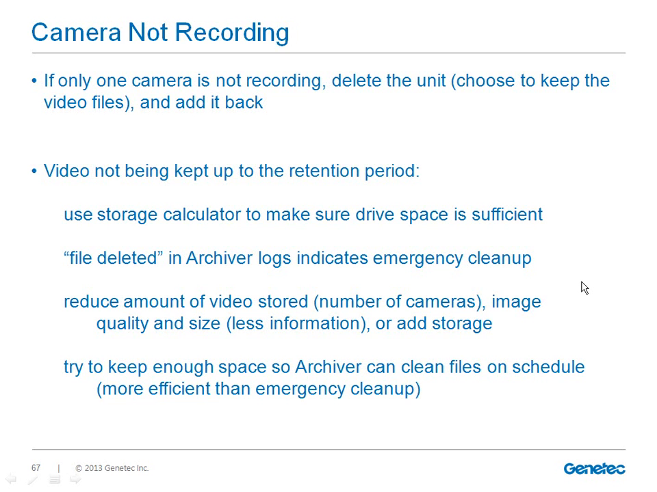Now, if you see a file deleted event in the archiver logs, basically you're seeing this because the archiver had to do an emergency cleanup to be able to keep enough space to store new video. Now, you're either going to have to reduce the amount of video that's being stored, reduce the quality so it records less information, or add storage to the existing system. The other option, of course, is move some cameras off that archiver and put them on a new archiver, or one that doesn't have quite as much of a load.